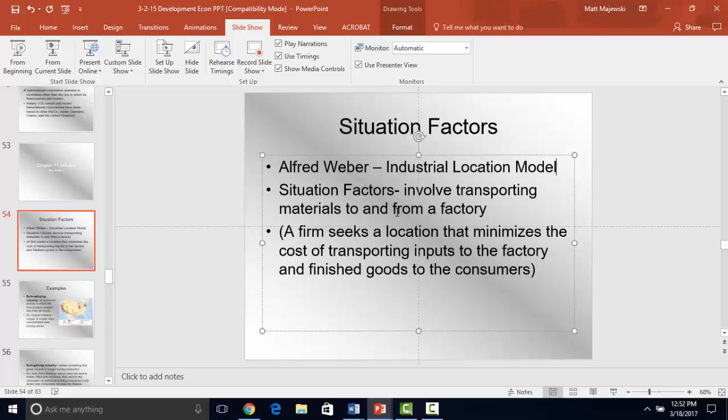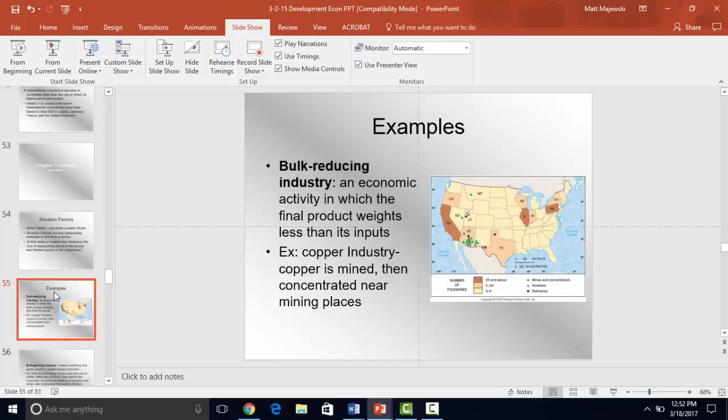So situation factors are: a firm seeks to locate a location that minimizes the cost of transporting their inputs to the factory and their finished good to the consumers. They're going to locate ideally wherever that cost, a balance between the two, is the best. And what Weber said was that there were really two types of industries. There were bulk reducing and there were bulk gaining industries.